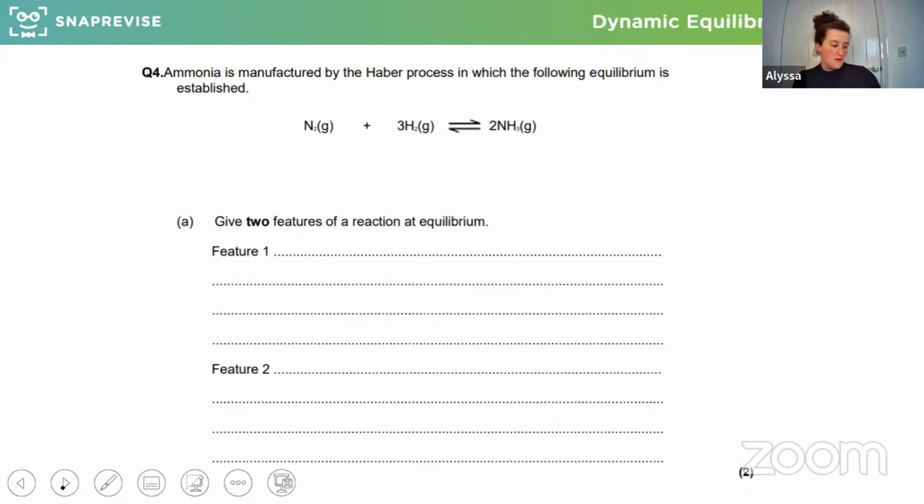We're not going to have time to do this exam question, I'm afraid, but you can do it yourself and then mark it. It says give 2 features of a reaction at equilibrium. We just need to give those 2 features we mentioned on our page on dynamic equilibrium. Concentrations remain constant, or the rates are the same. So feel free to have a go at that one.